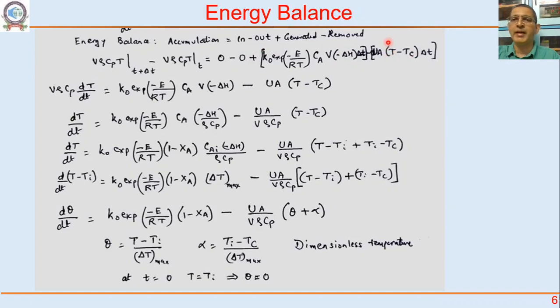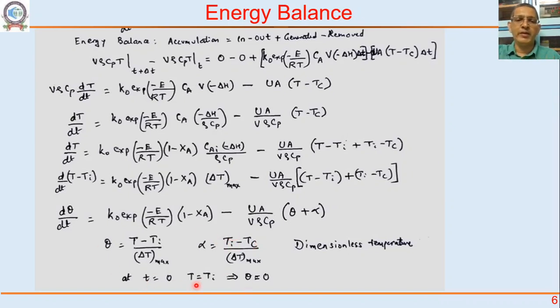Heat removed by jacket. Again, take the limit as delta t tending to 0 and it becomes a differential equation. So dT by dt, with generation k0 e raised to minus E by RT CA V times minus delta H, and heat removed. Again we can write in terms of theta, and you will get this expression: d theta by dt is k0 e raised to minus E by RT (1 minus XA), minus UA by V rho Cp times (theta plus alpha). Alpha is like how heat is being removed, Ti minus Tc. So if your initial temperature and the coolant temperature are the same, alpha is just 0.